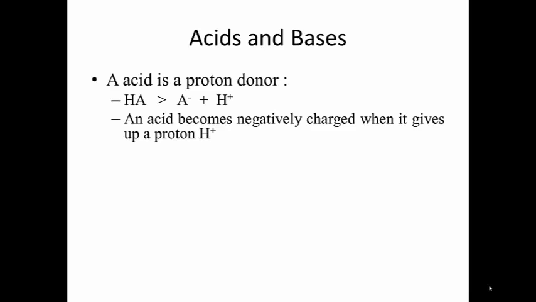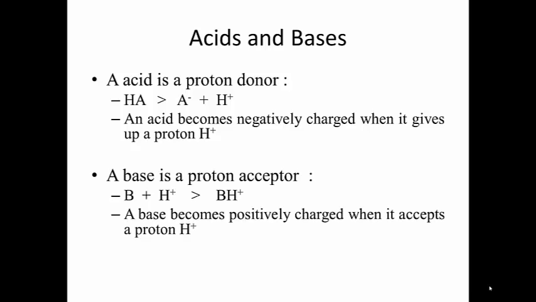Let's do a quick review of acid and base principles. An acid is a proton donor. It can give up a proton and become negatively charged. A base is a proton acceptor, so it can accept an additional proton and become positively charged. These reactions are reversible and exist in an equilibrium, with some fraction protonated and some fraction deprotonated. The fraction of protonated and deprotonated acid or base in a solution is dependent on the pH of the solution and the pKa of the functional group.